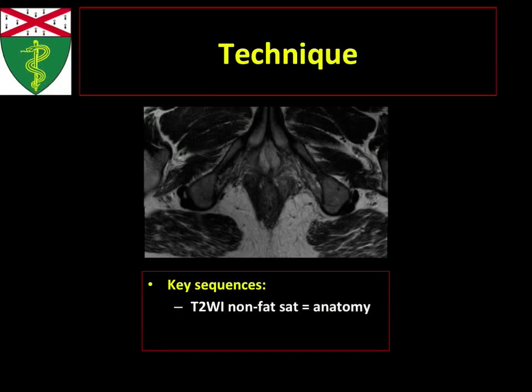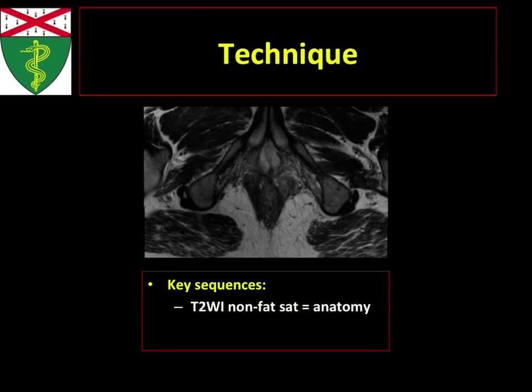And so what do we do for our technique? All right, we do a whole bunch of sequences. Our key sequences, in my opinion, are three. We've talked about T2 weighted imaging, a sequence in which fluid is bright, and I find that very useful to look at anatomy. All the images we've shown so far are these T2 weighted non-fat-sat images. I'll explain what that is in a second. So that's very good. Scroll up and down, and we do them in different planes, in the axial plane, in the coronal plane.